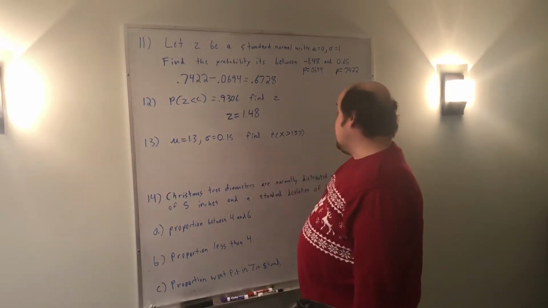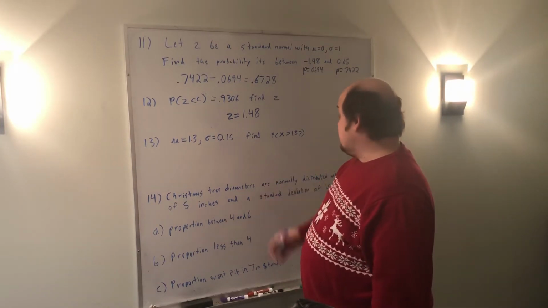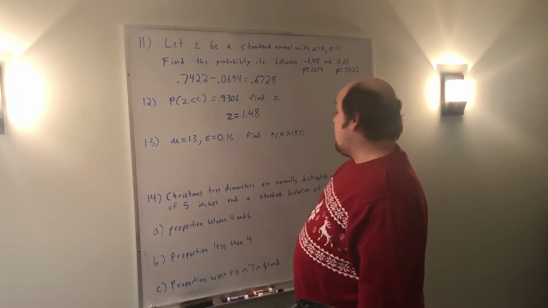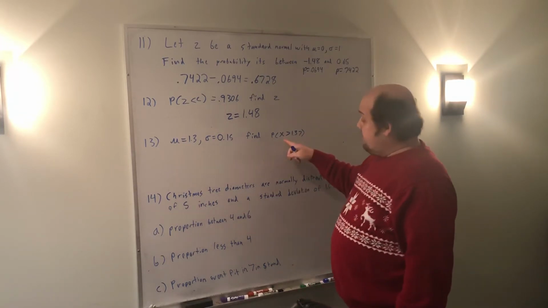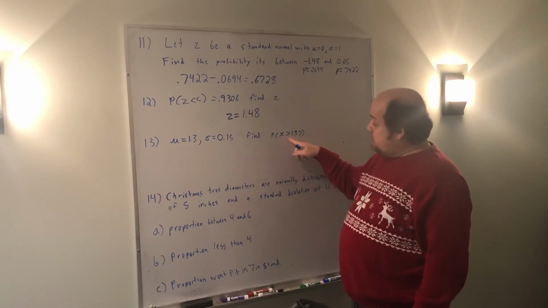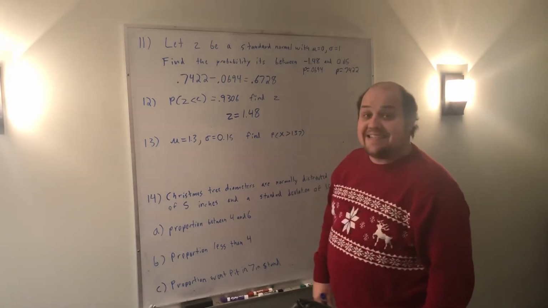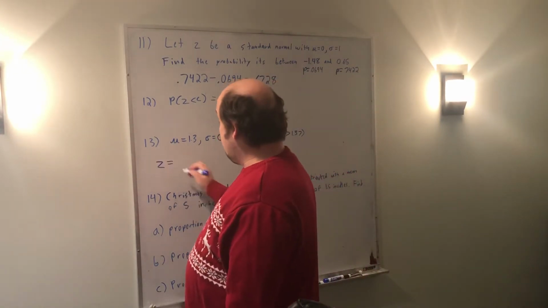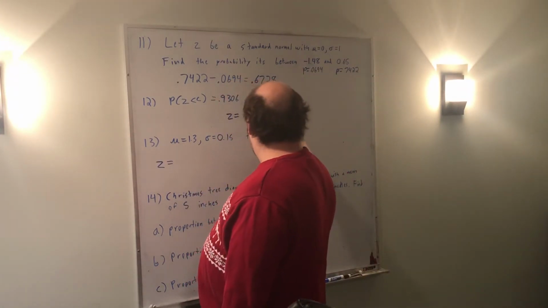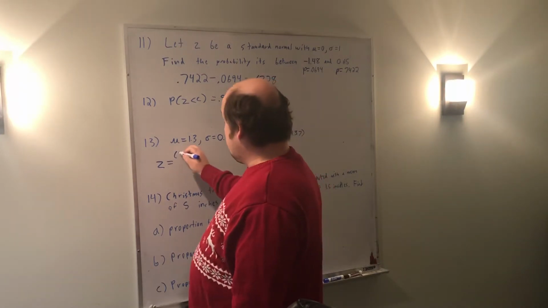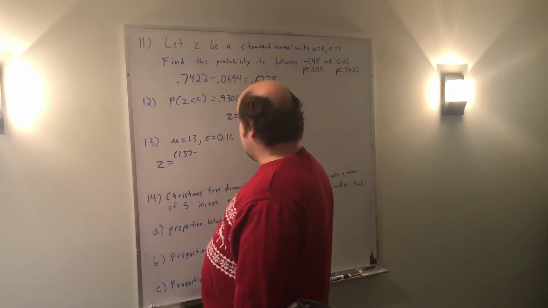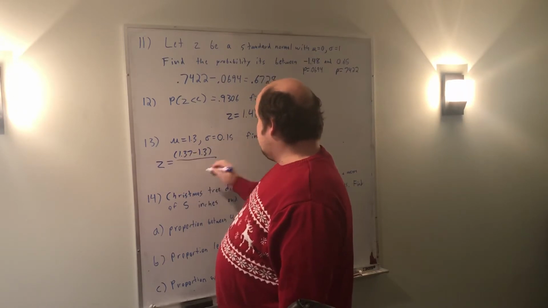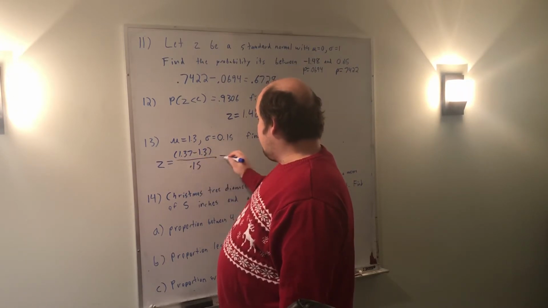For number 13, we're first going to need to calculate the z-score formula. After we do that, we'll be able to look up the p-value, or the table value, and then because this is a greater than question, we'll do 1 minus that table value. So the first thing we're going to do is set up that z-score. Z equals the point of interest, 1.37, minus the mean of 1.3, divided by the standard deviation of 0.15.